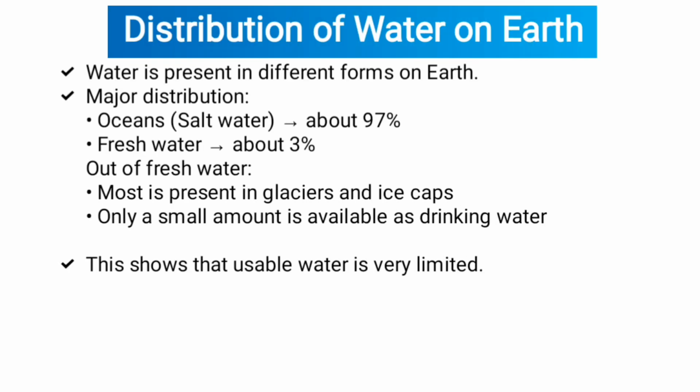Distribution of water on Earth. Water is present in different forms on Earth. Media distribution: oceans, saltwater about 97%, freshwater about 3%. Out of freshwater, most is present in glaciers and ice caps. Only a small amount is available as drinking water. This shows that usable water is very limited.